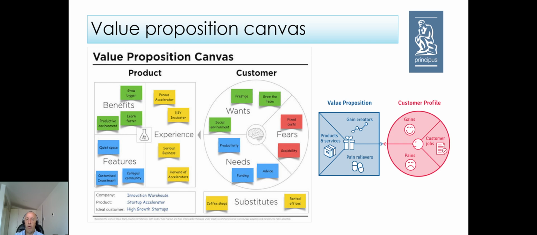With your solution, you must address elements of customer profile by providing clear benefits that will correspond to perceived customer gains, adequate features that will correspond to customer pains, and description of excellent customer experience that will correspond to customer jobs.